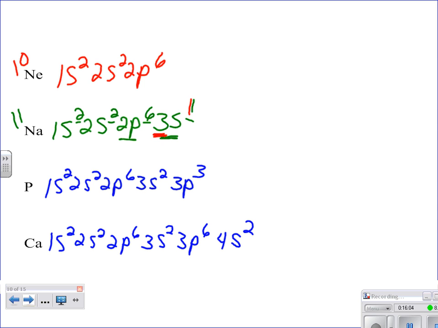Hey, what's the highest energy level for calcium? 4. How many valence electrons does it have? 2. Let's look back at our notes on the front side. How many electrons can a third energy level hold?